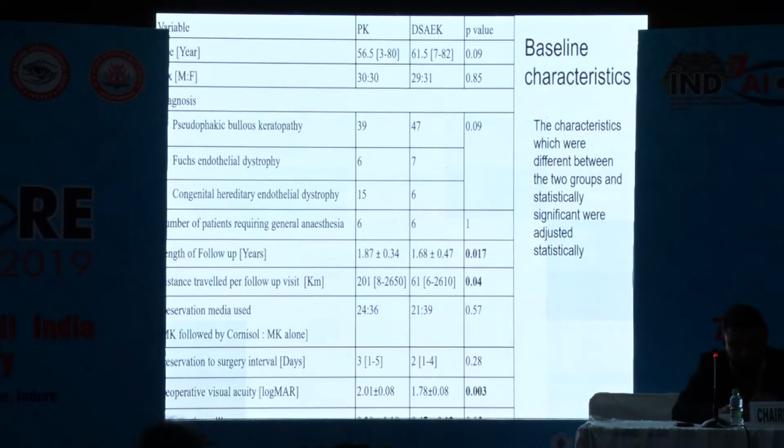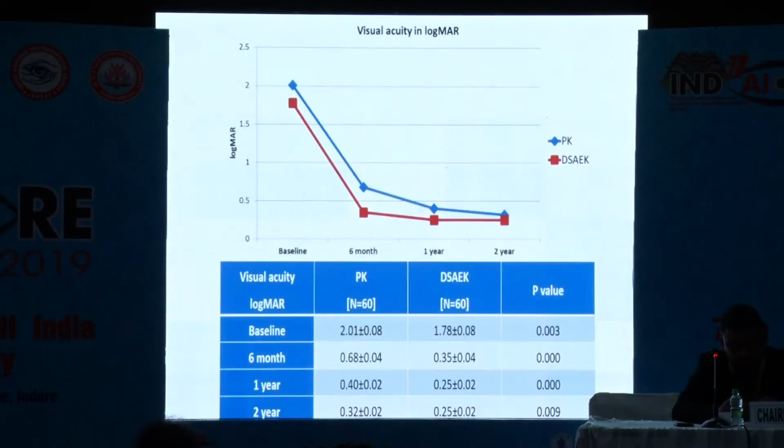Baseline characteristics of the two groups were compared, and any differences were adjusted statistically, which mainly included the length of the follow-up, the distance traveled by the patient for follow-up, and the preoperative visual acuity, which was important because patients undergoing PK had poor initial visual acuity, and this had to be adjusted.